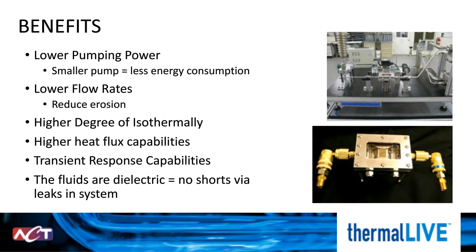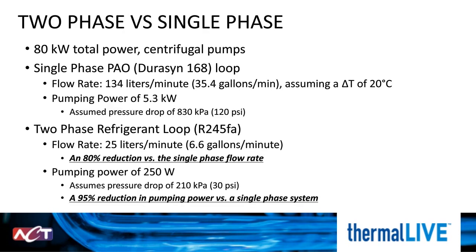Now let's take a look at some numbers to fully understand the comparison between single-phase and pumped two-phase cooling. For this example solution, we have a system that has 80 kilowatts of total power. For a single-phase PAO loop, we would need a flow rate of 134 liters per minute to manage that thermal load. This means a pumping power of 5.3 kilowatts.